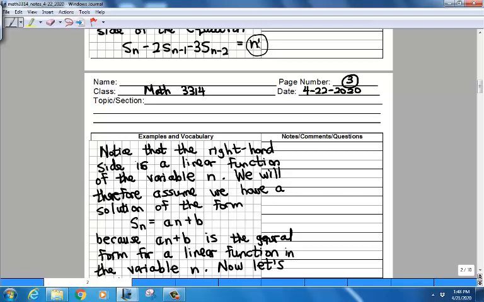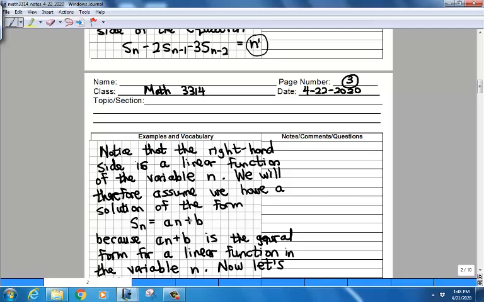And so since the non-homogeneous term is a linear function of n, we're going to make an assumption here. It's kind of out of the blue, and sometimes this assumption works and sometimes it doesn't. We're going to assume that we have a solution to the recurrence relation of this form, a linear function of n. So I'm going to suppose, and we'll see how far we get with this assumption, that S sub n is equal to a linear function of n, okay?